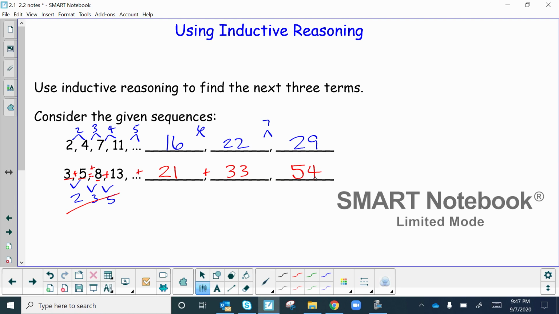So I'm using inductive reasoning. Sometimes it's multiplication, guys. Sometimes I can multiply. Sometimes I can add. Sometimes I can subtract. So up here I was adding 2 to the previous number, and then adding 3, then adding 4, then adding 5. Over here I was adding the two terms to get the next. So 3 plus 5. So those were both different types of patterns there.